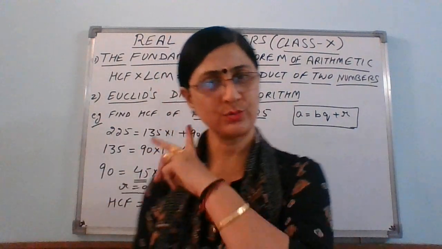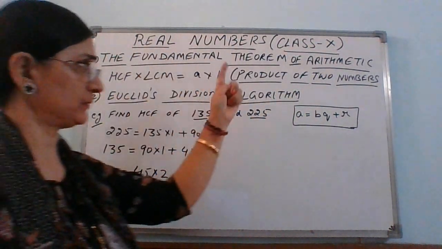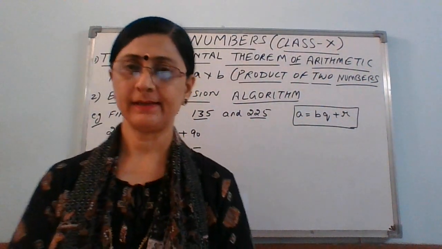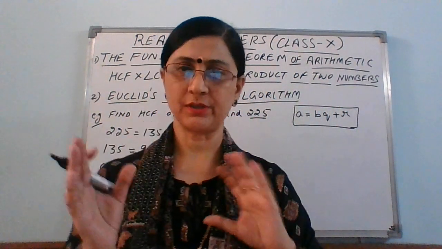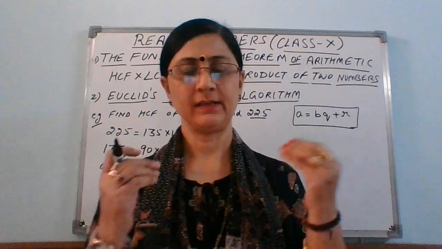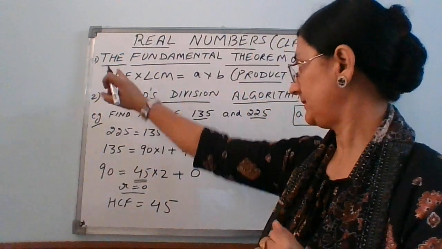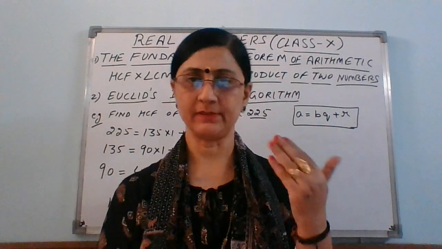So I'm here with two more topics, right? Now here, the fundamental theorem of arithmetic and Euclid's division algorithm, right? In both these topics, we do the division and find the HCF, having the quotient and remainder when we divide. So in the fundamental theorem of arithmetic, we just find the HCF and the LCM.